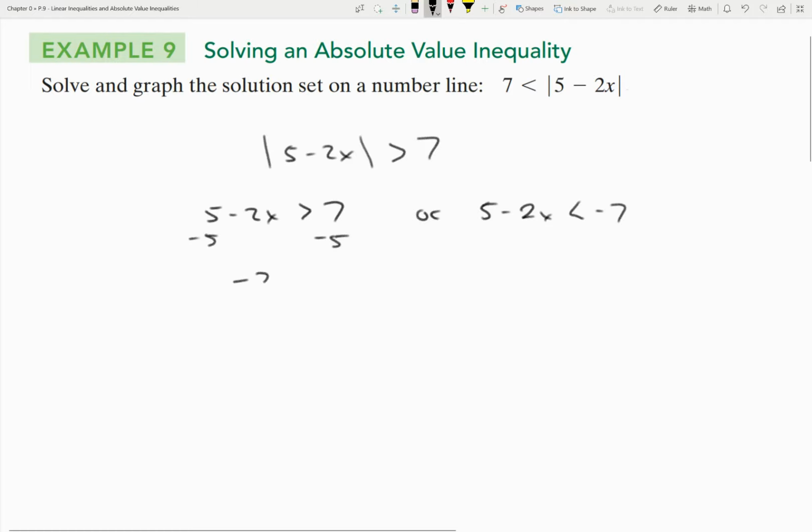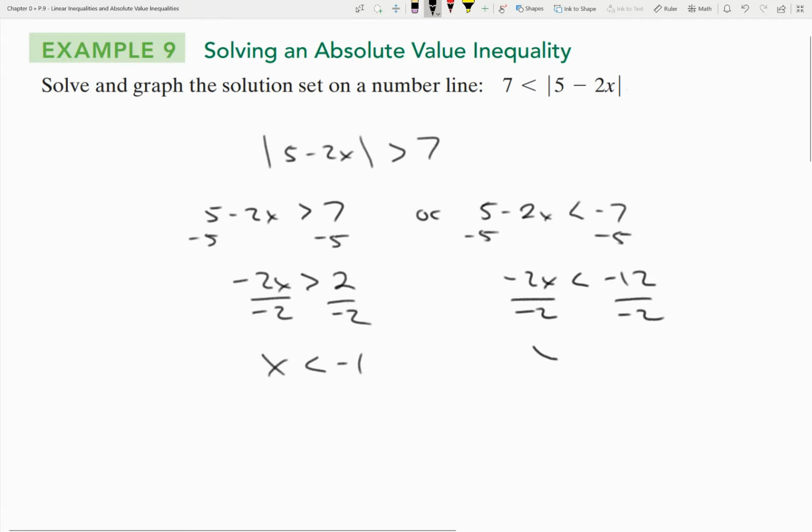Isolate the variable, is greater than 2. Divide by negative 2, you're still gonna do the same thing. You're still gonna reverse the sense of the inequality anytime you multiply or divide in this inequality by a negative. So negative 2x is less than negative 12. Divide out the negative 2, and we have x is greater than a positive 6.